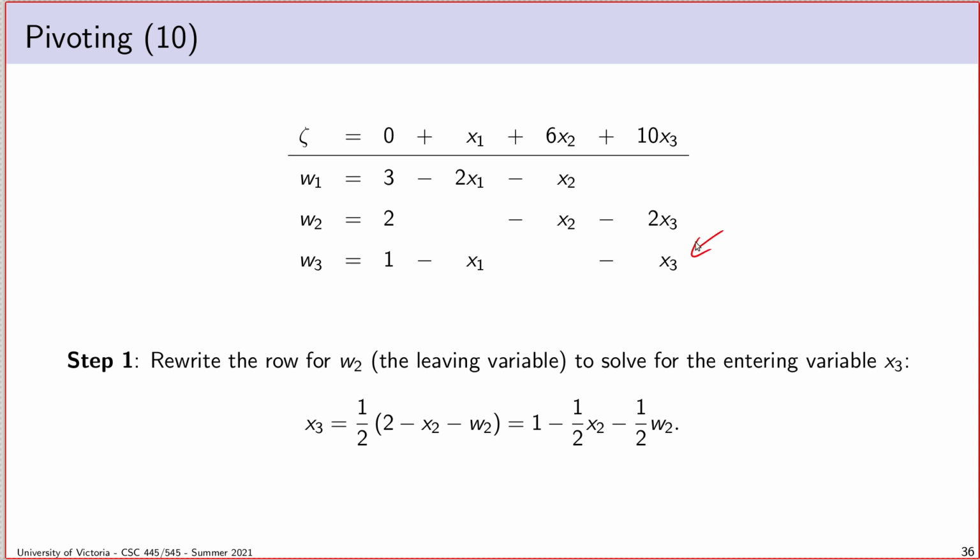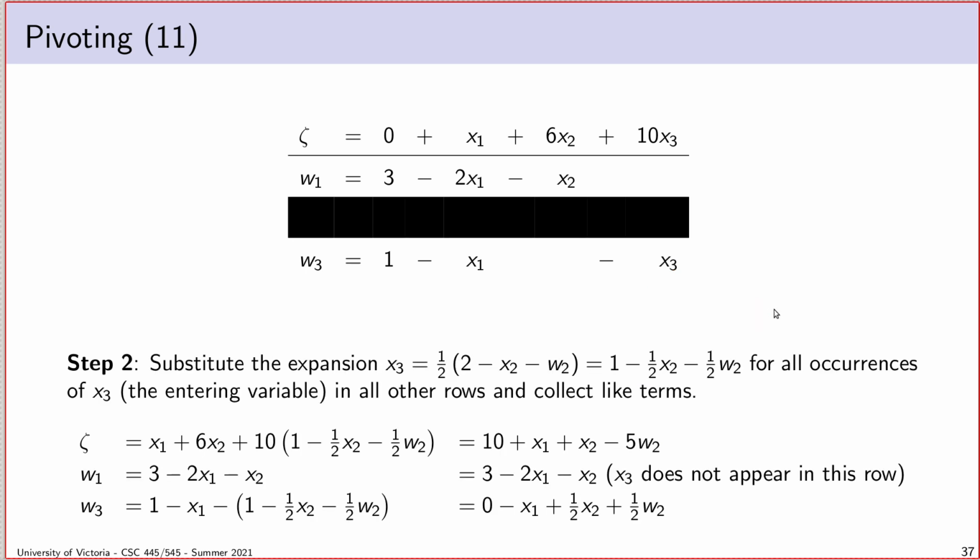So what I could do is notice that, wait a minute, x3 just equals this. And notice how this expression doesn't involve x3, obviously. It's x2 and w2. So what I'll do is everywhere I see x3, we'll sub in this new expression I've gotten by solving the w2 row for x3. I have to do that everywhere that I see x3. So that would be in the objective function and in this row for w3.